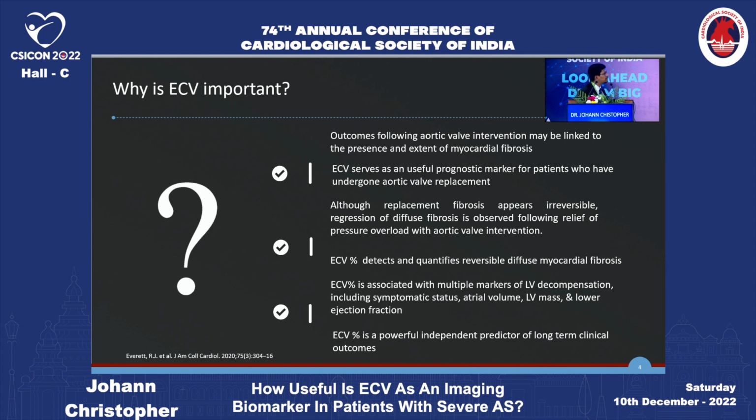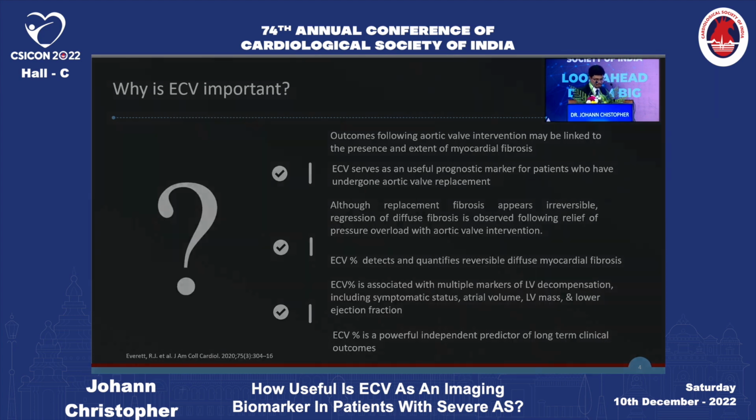ECV is an important marker. We have a way of picking it up, and it has an excellent correlation with the ejection fraction, the LV mass, and the atrial volume. And we believe that ECV is going to be a powerful predictor for future events.